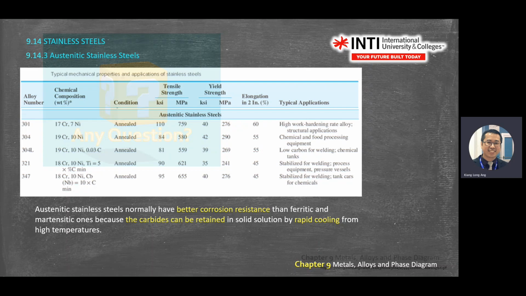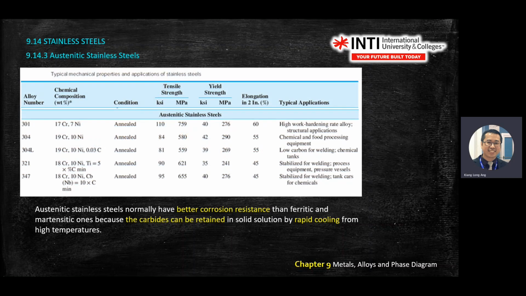Okay. So with this, we conclude chapter 9. Okay, we have a 10 minute break. We continue after 10 minutes.